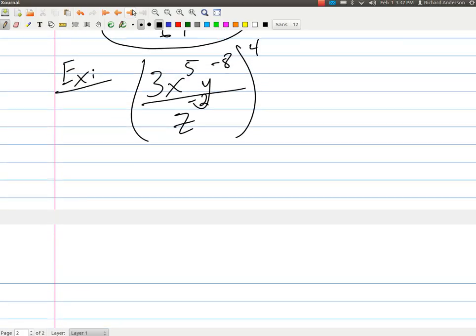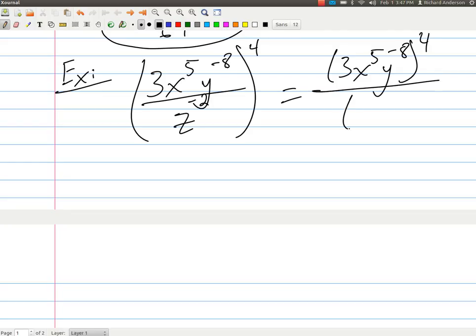In this situation, what you have to remember is that when you have an entire fraction raised to an exponent like this, what that results in is just the top part, 3x to the 5th, y to the negative 8th, being raised to that exponent 4, over that bottom part, z to the negative 2 power, being raised to that outside exponent 4. So the exponent applies to the numerator, the top part, and it also applies to the bottom part, the denominator here.